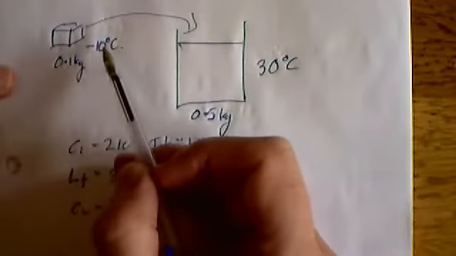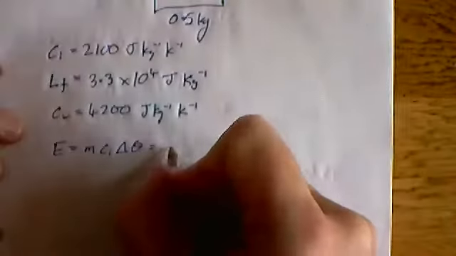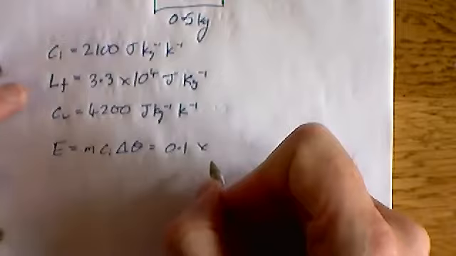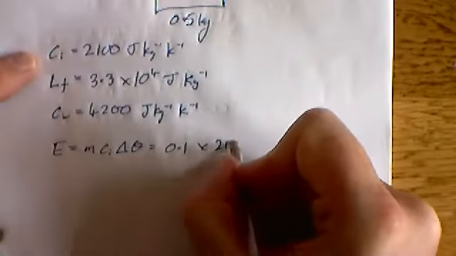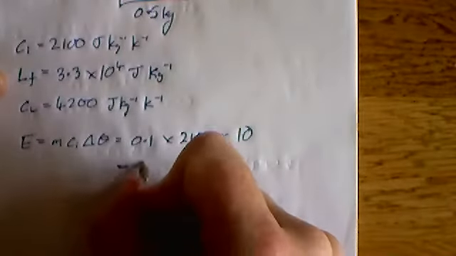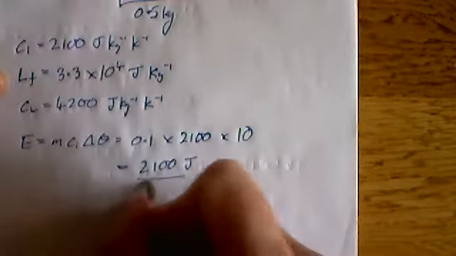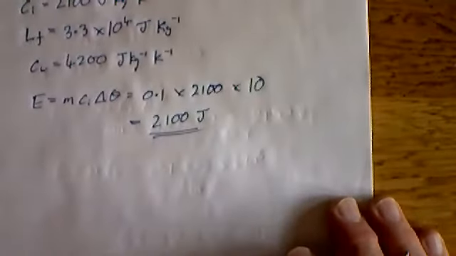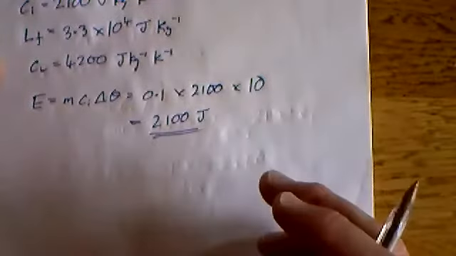Okay, so the first thing we're worried about is this ice warming up, going from -10 to 0. So what energy is required for that? Well, it's c ice delta theta. So that's going to be 0.1 times the specific heat capacity of ice, 2,100, times the temperature increase. It's going up 10 degrees. Oh, we've got a 0.1 and a 10, so they're just going to cancel out straight away. So 2,100 joules is absorbed by the ice as it gets to 0. It's still ice, hasn't changed state yet, but it's warmed up.